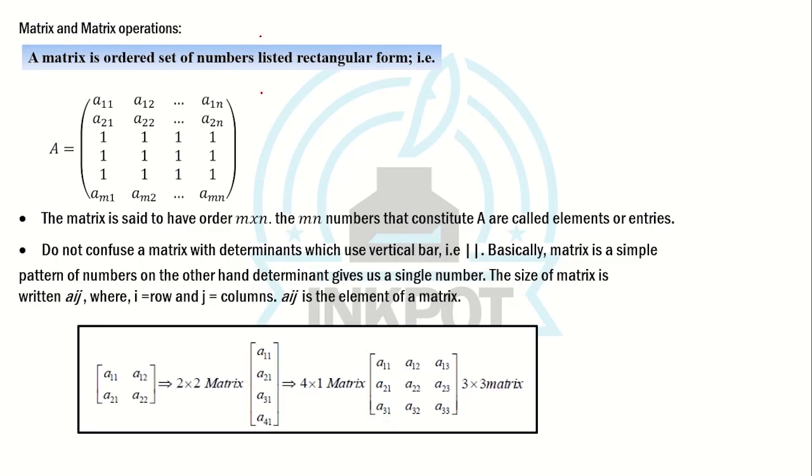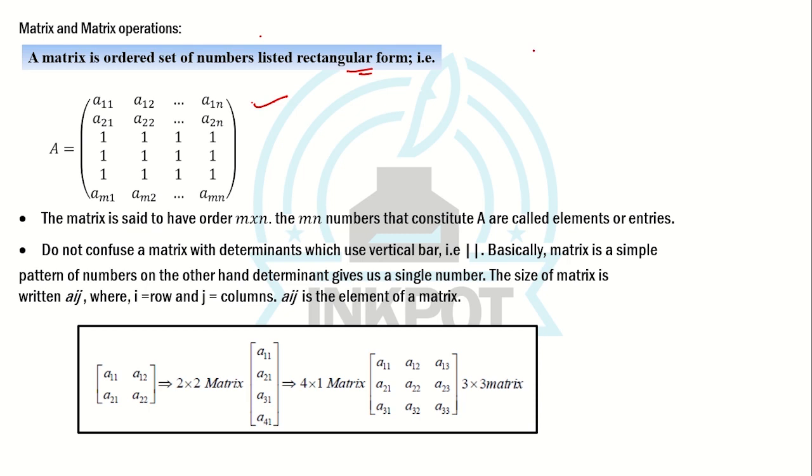Now, the first thing to understand is what is a matrix. A matrix is essentially a set of ordered numbers which are listed in a rectangular form. This is something that you would be very familiar with in terms of the way it's been represented. But it's always important to remember two things.